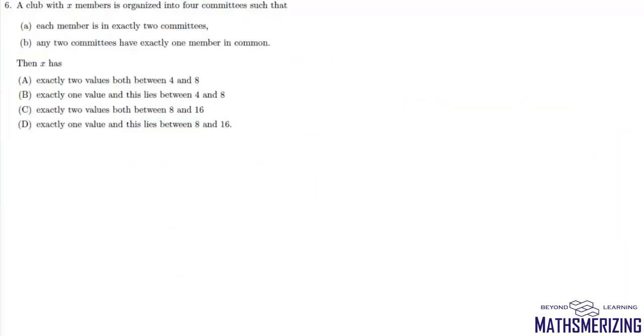Now question number 6 is, a club with X members is organized into 4 committees such that each member is in exactly 2 committees and any 2 committees have exactly 1 member in common. We'll solve this problem using graph theory. So we'll take 4 nodes, and each of these nodes will represent a committee. So we have 4 committees, say C1, C2, C3 and C4. Now it says each member is in exactly 2 committees and 2 committees share exactly 1 member in common.